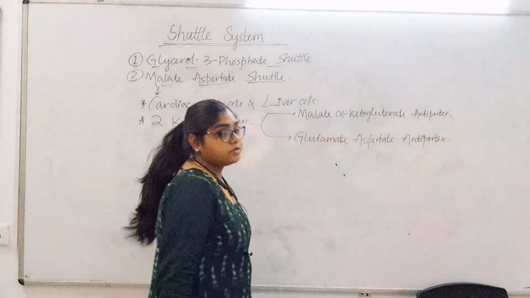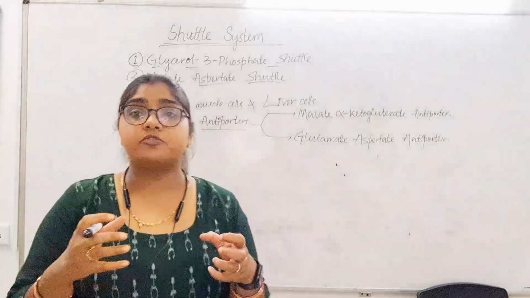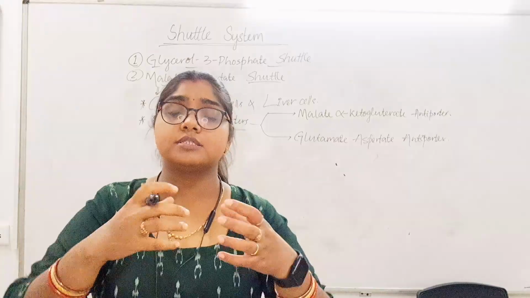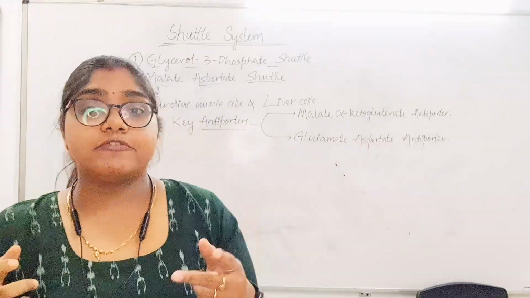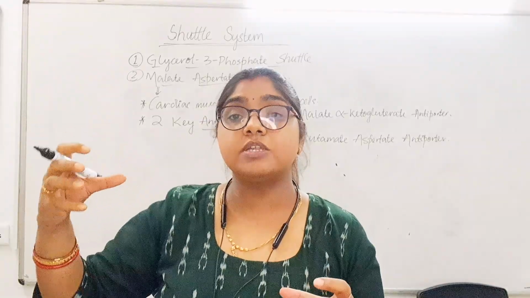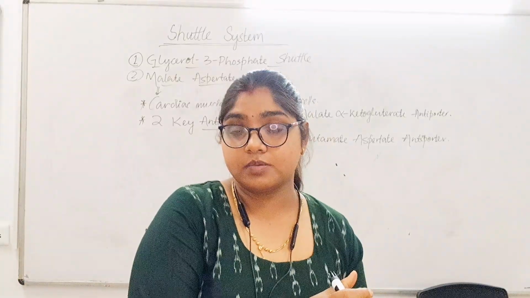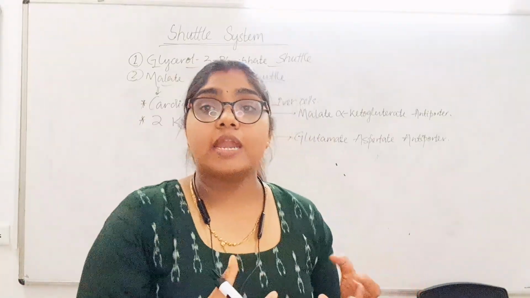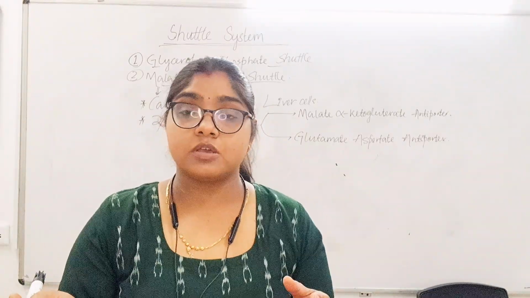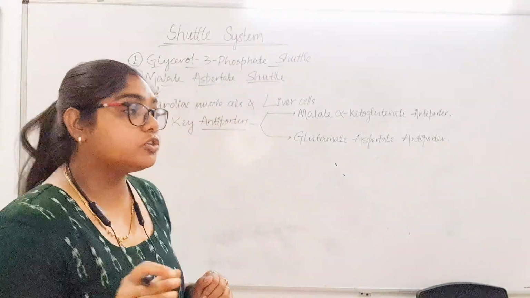Now what is this antiporter? An antiporter is a specific type of transporter which transports two solutes simultaneously but in different directions. That means while one solute is moving in, at the same time another solute is moving out of the mitochondria or out of the cell. So an antiporter transports two solutes in opposite directions. That is the basic function of an antiporter.